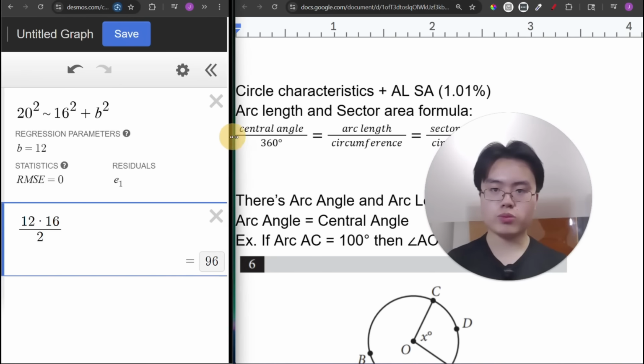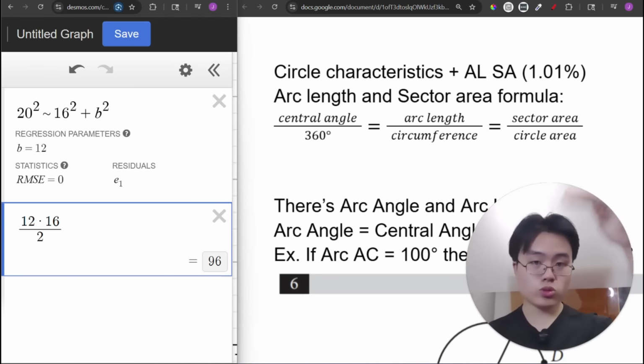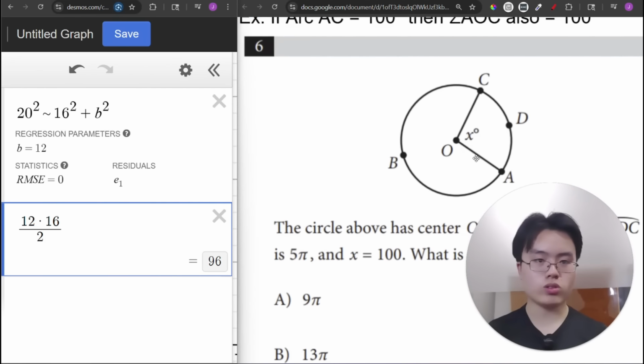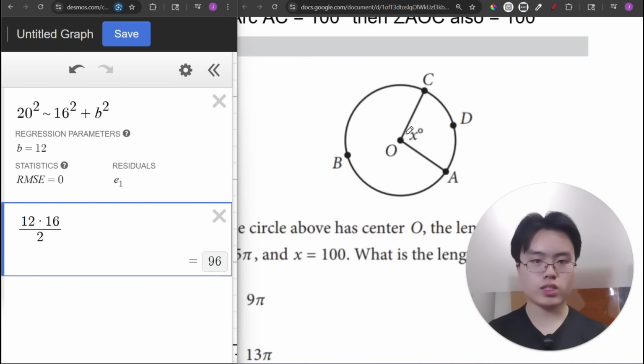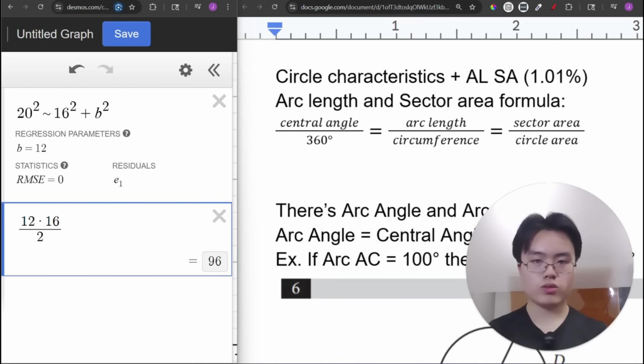It's actually pretty simple if you just know this formula, which is basically the central angle of a circle. So that's the middle angle, right? The central angle is just the angle at the center. It's pretty self-explanatory. So the central angle over the angle 360 degrees, the entire angle.